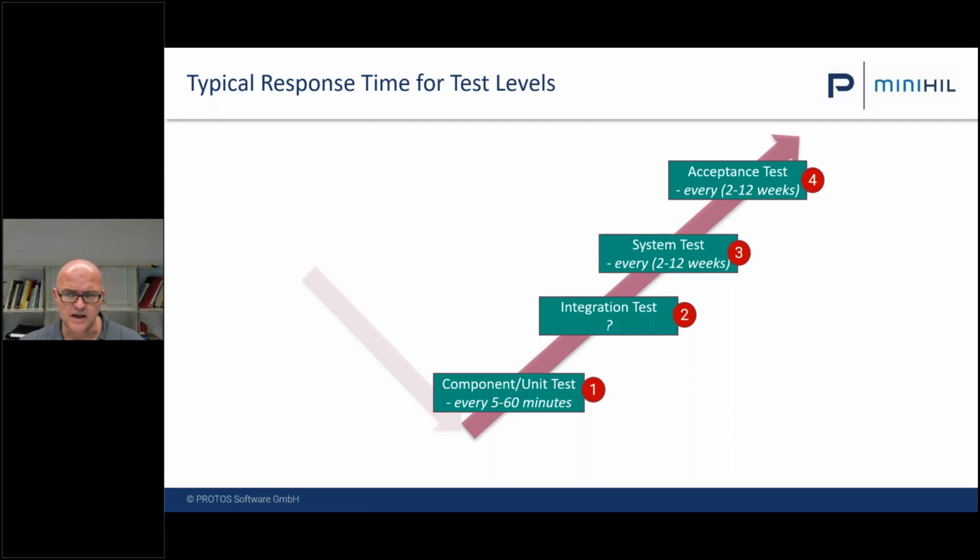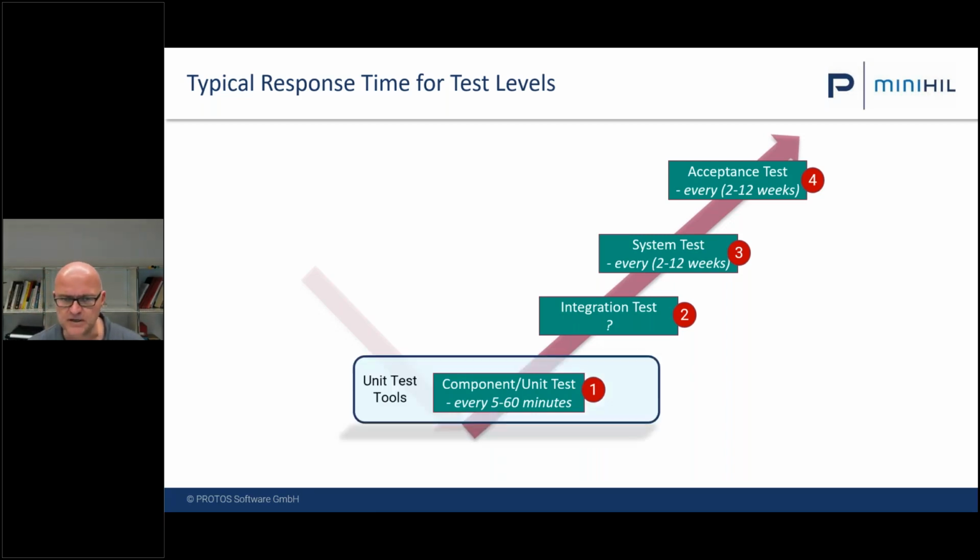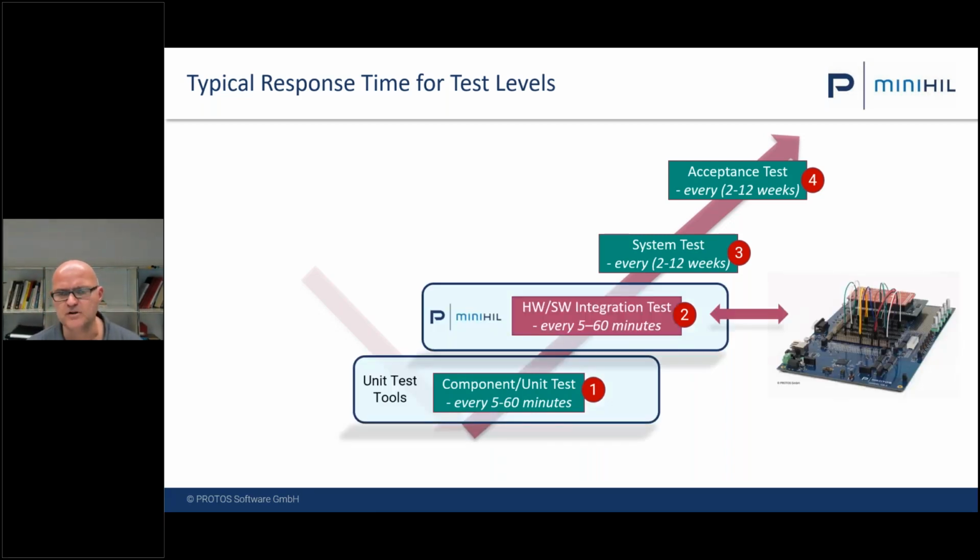Acceptance tests happen on the system test level usually. That's why they take more or less the same time as a system test. And with the mini-hill, so unit test tools here, and with the mini-hill, we can get the hardware software integration tests down to a couple of minutes, maybe an hour, something like this. So you get the fast response, even if you are already in the area of a system test. Not complete, but depending on the system, you can get pretty close to a system test.